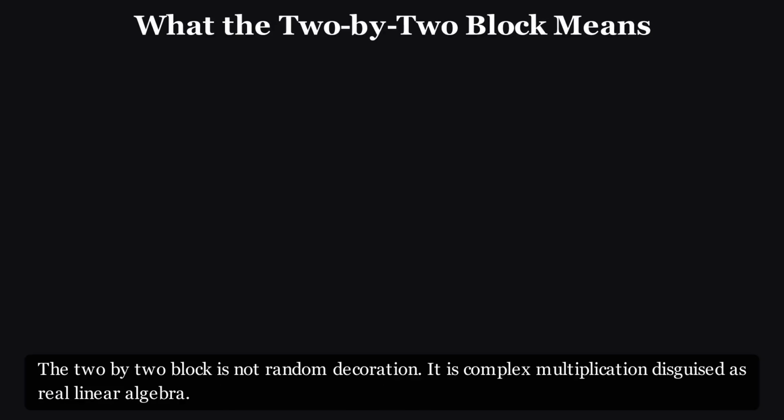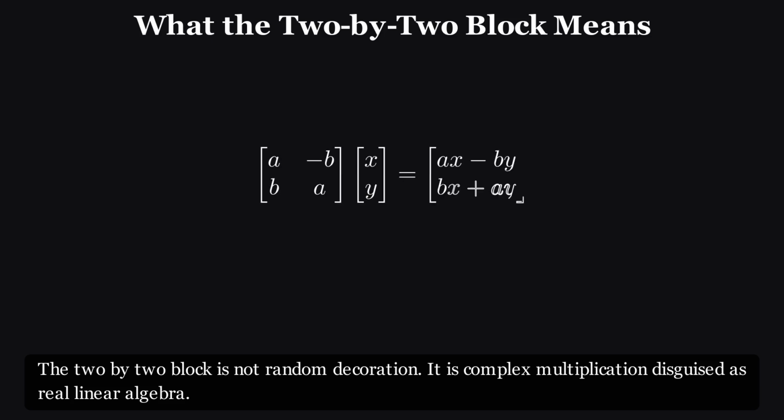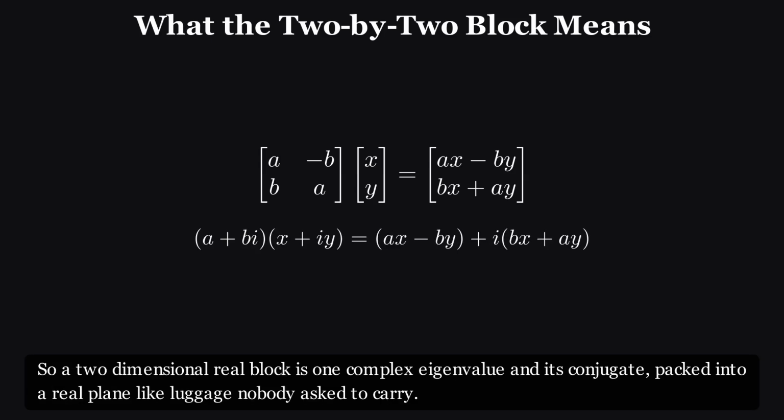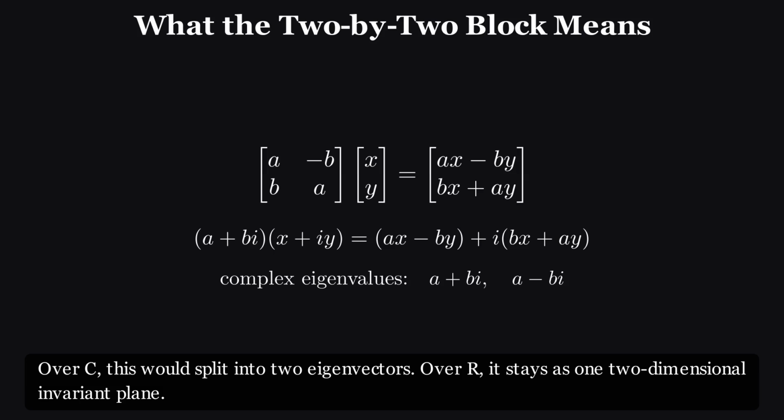The 2 by 2 block is not random decoration. It is complex multiplication disguised as real linear algebra. The matrix sends the real coordinate pair x, y exactly like multiplication by a plus bi sends x plus iy. So a two-dimensional real block is one complex eigenvalue and its conjugate, packed into a real plane like luggage nobody asked to carry. Over C, this would split into two eigenvectors. Over R, it stays as one two-dimensional invariant plane.